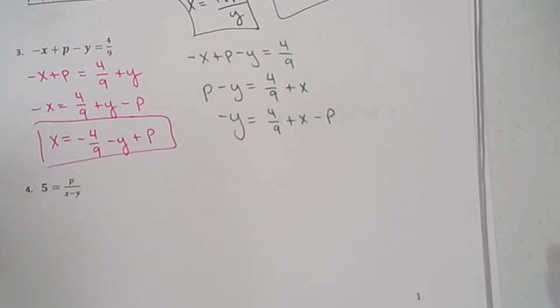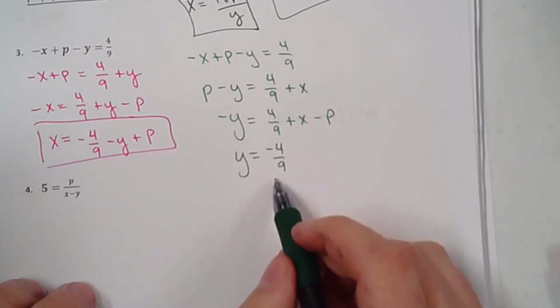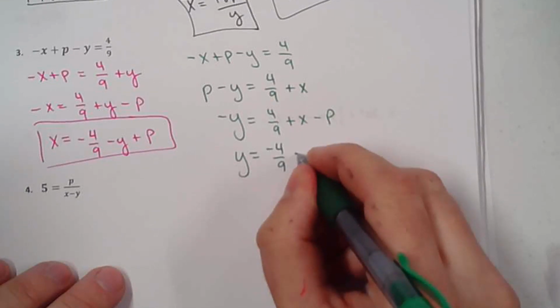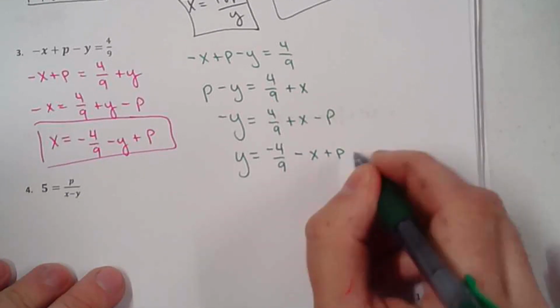Yep, so we now have negative 4/9. You can either put the negative with the 4 or out in front of it. Doesn't matter, just don't put it both, right? Minus an x and plus a p.